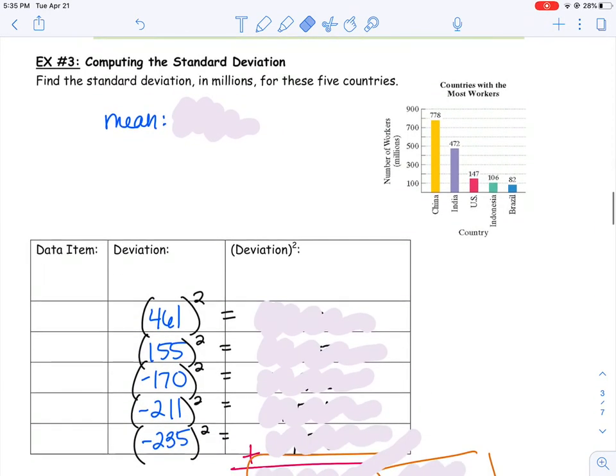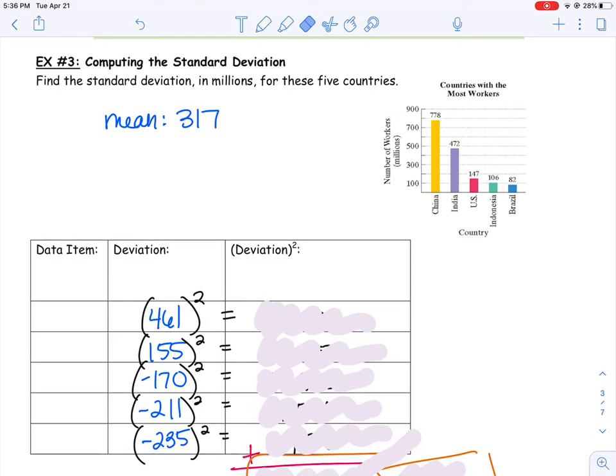So we're going to do this example in this video, example number 3, and we're going to take the data items that we had from our last video. Remember the countries and the number of workers? We're going to find the standard deviation in millions for the 5 different countries. So remember, step number 1 is to find the mean. Well, if you remember from the last video, we already did that. We added up all of the data items and divided by however many countries we had. If you remember, the mean was 317.